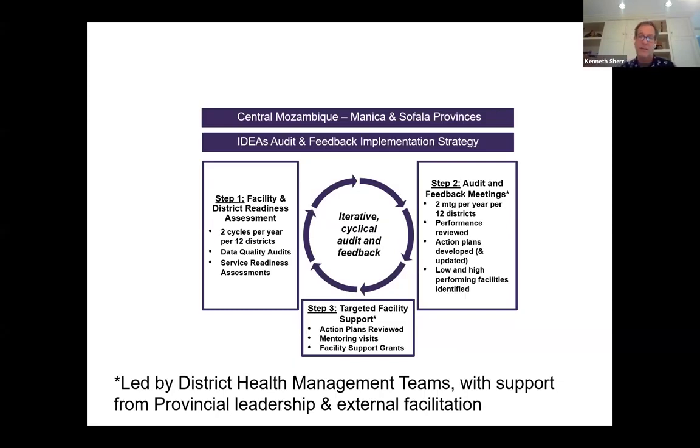And then in between these meetings or these cycles, we support district managers to provide mentorship to facilities in their districts. And that includes reviewing action plans, providing more clinical mentorship, and then provide facility support grants in order to implement the action plans that were developed in the audit and feedback meetings. And as I mentioned, these are carried out every 6 months, so that we are able to iteratively build off of gains over time.